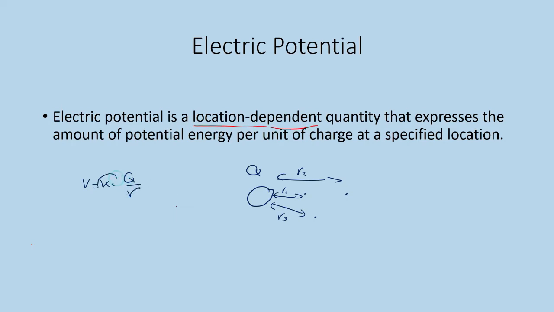Since Kc is constant and it's the same charge, then we are talking about the position or the distance from the charge to the position in the electric field. We will see this in more detail later in this video.